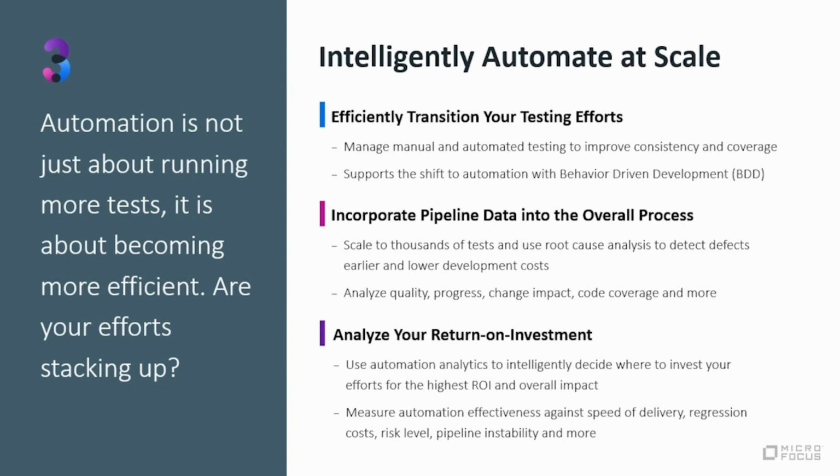ALM Octane also has analytic features, so you can intelligently analyze and measure your ROI for current processes and investments. Not only can Octane help you measure quality, progress, and coverage for testing across multiple teams, but it can also give you deeper insights into specific problem areas and risk levels to focus on so you can deliver more quickly with confidence.